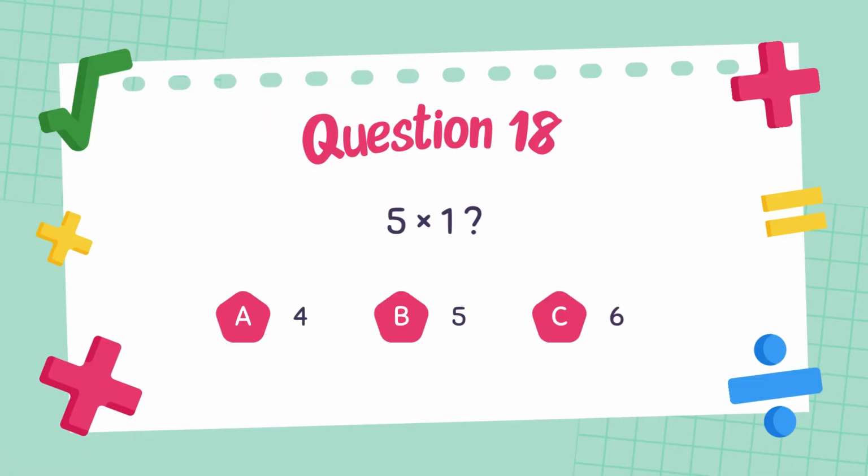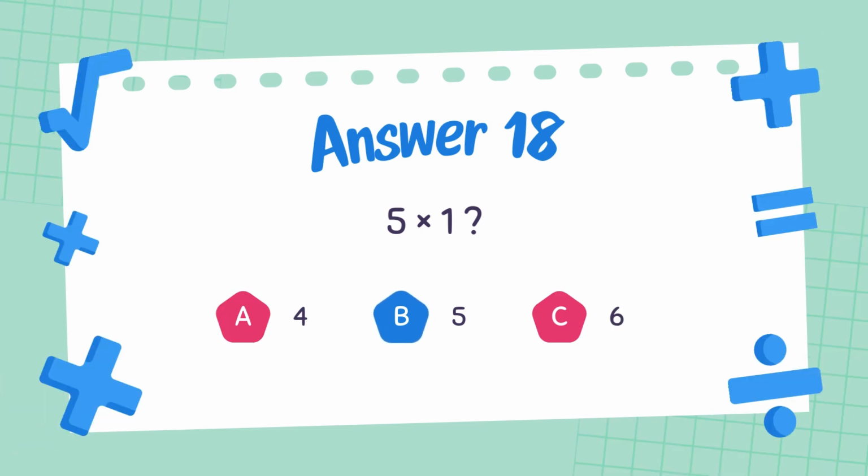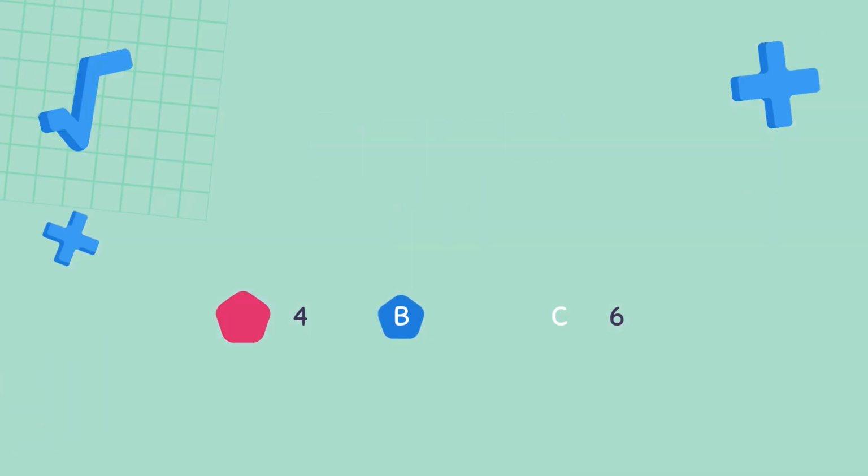Question 18. What is 5 times 1? Is it A, 4, B, 5, or C, 6? The answer is B, 5. You're doing amazing.